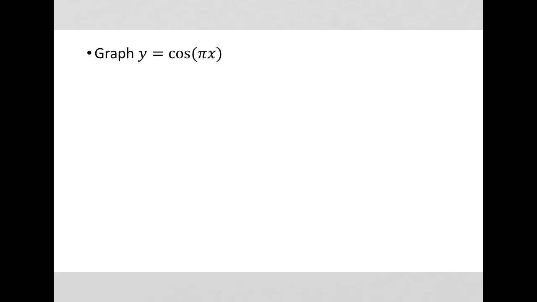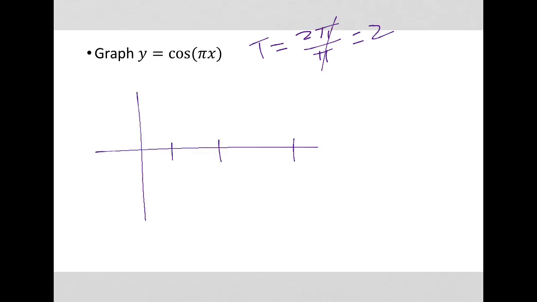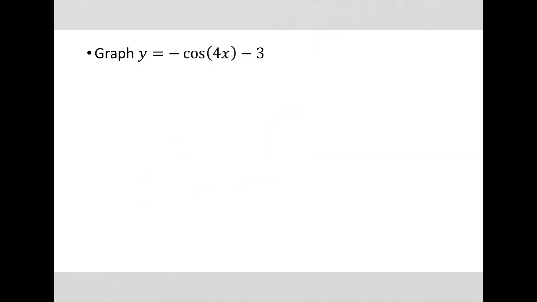Let's graph cosine of pi x. So let's figure out what our period is. We take the normal period, 2 pi, divided by the coefficient. Pi's cancel. We get 2. I can't do the booms as quickly when I'm writing fractions. Okay, well, where does cosine start? Cosine starts at its maximum value, and then it goes down to 0, and then it hits its minimum, and then it hits 0, and then it goes back up to its maximum.